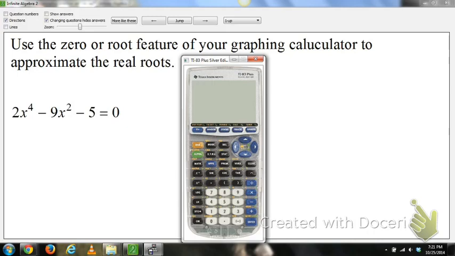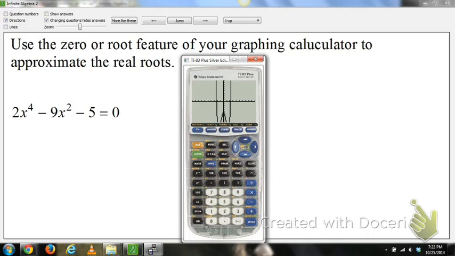So the first thing you're going to do is enter in the polynomial just like you always would, going to the y equals menu and putting it in. I'm going to type in 2x raised to the fourth minus 9x squared minus 5. And I think I made a mistake. It should be minus 9x squared minus 5. I think I have it in there now. Then I always like to hit the zoom button and choose 6 to graph it in the standard window. And so I have my polynomial graphed.